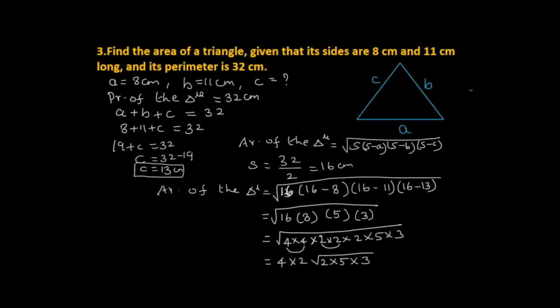Now outside, 4 into 2 is 8. Then under the square root, 10 into 3, 30. So this is the area of the given triangle: 8 square root of 30 centimeters squared.